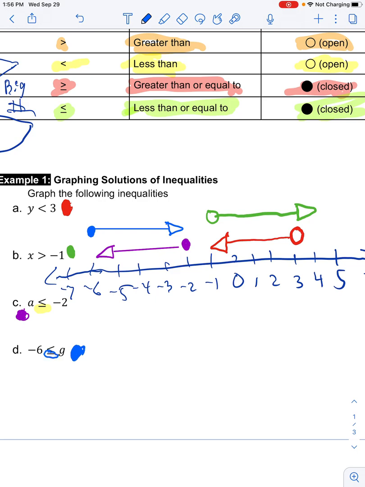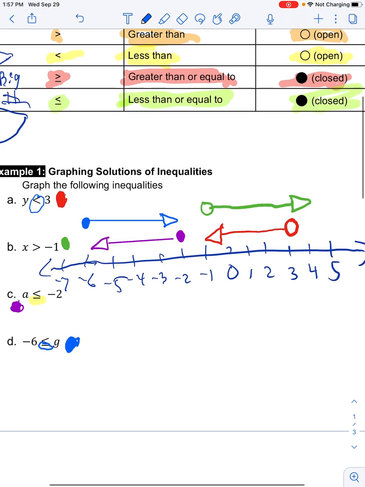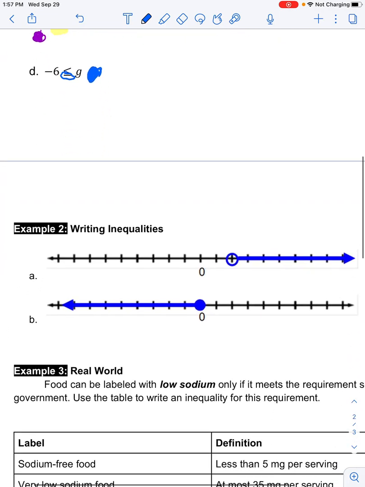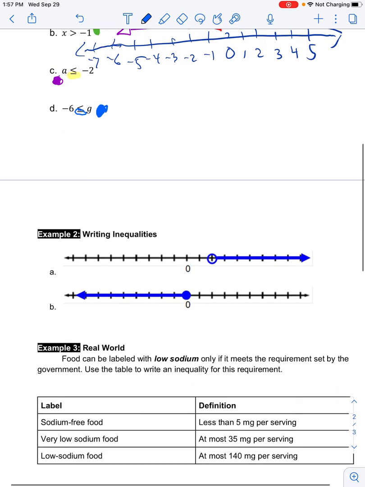Closed circle. Anytime you've got this or equal to, you use a closed circle. Anytime you just have a normal inequality, you use an open circle. So again, we graphed them all on the same number line. You could have graphed them on different number lines. It's totally okay. I just wanted to show we did 2 examples of open circles and 2 examples of closed circles and how we would graph those.